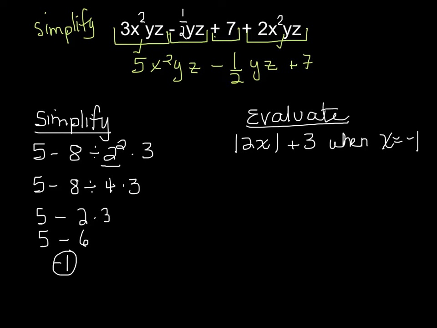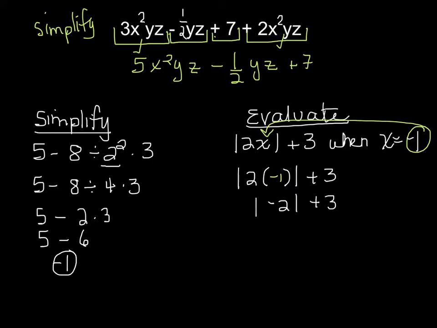Evaluate just means plug in and simplify. So I'm going to take the -1 and I'm going to plug it in here. So I'm going to get the absolute value of 2 times, plug in the -1, absolute value of 2 times -1. Remember, the absolute value is the distance from 0. -2 is 2 units from 0, plus 3, and that would be 5.